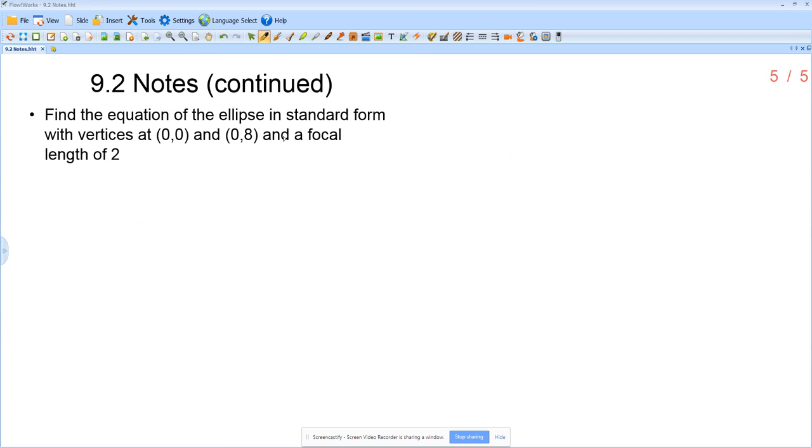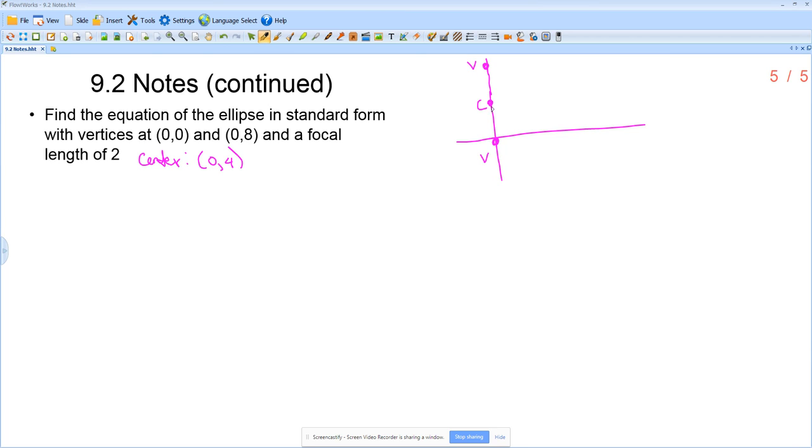All right, and then last, find the equation of ellipse in standard form with the vertices at 0, 0 and 0, 8. Okay, 0, 0 and 0, 8 are our vertices, and it has a focal length of 2. So first thing, if these are my two vertices, then my center must be in the midpoint of them. So my center must be right here, and that center must be occurring at 0, 4.